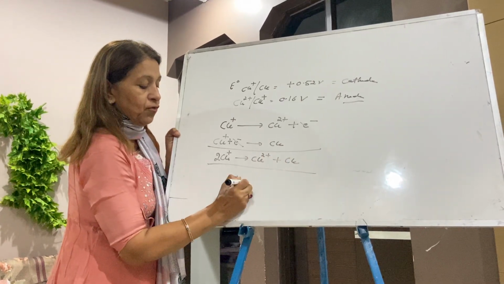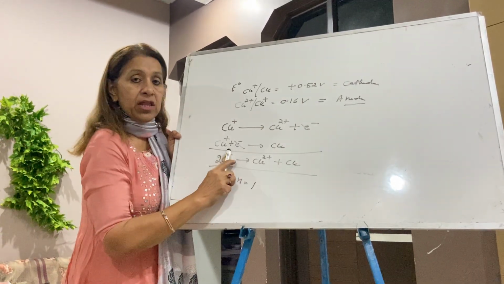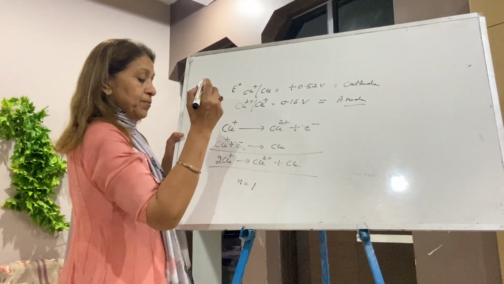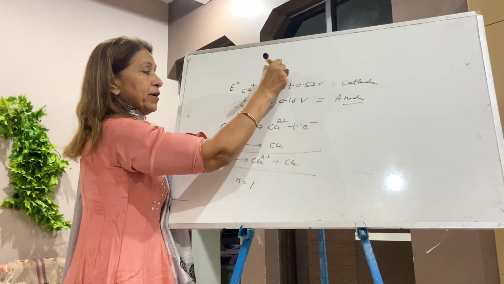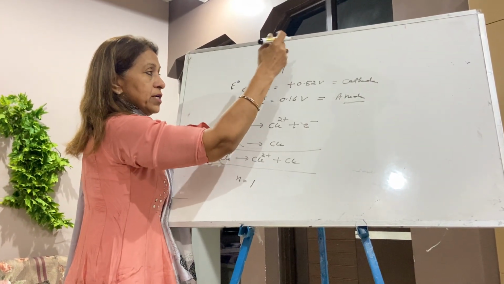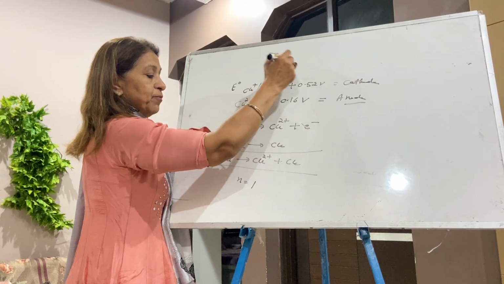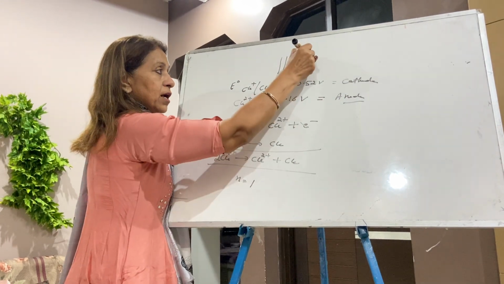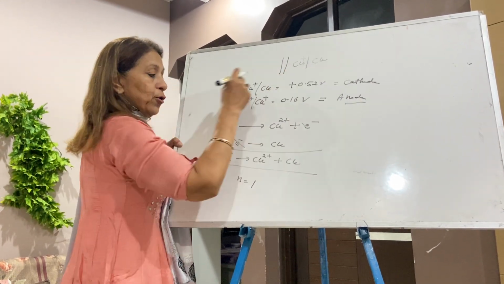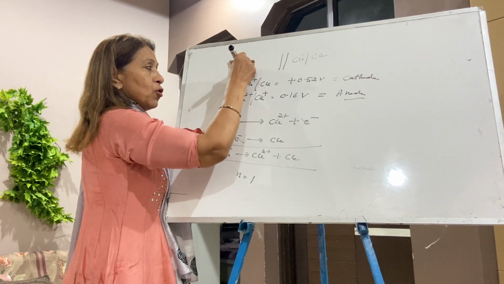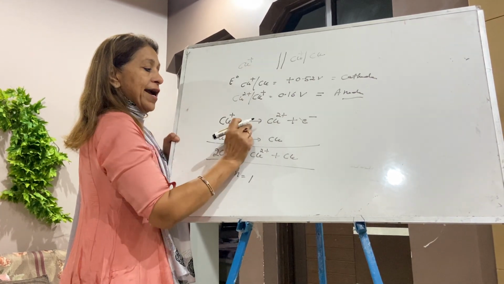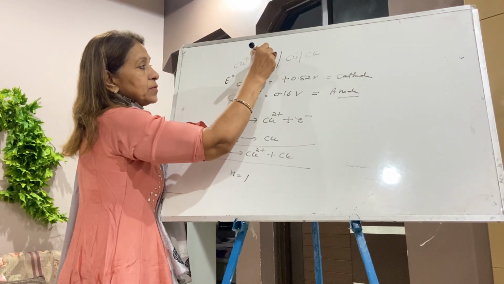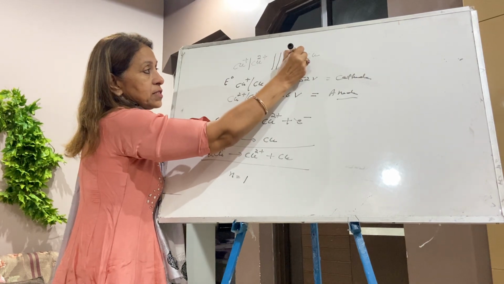Your n is equal to 1. You can see 1 electron flowing in the circuit. So you can make the construction like this. This is the double vertical line, the salt bridge. This side is the cathode, this side is the anode. The anode is Pt | Cu+ | Cu2+, with single lines, and the cathode is Cu+ | Cu. So this is the representation of the cell.